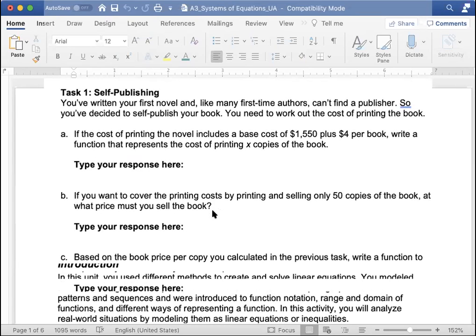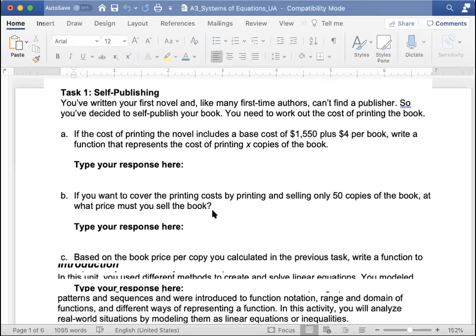Okay, so the first task, Task 1, is self-publishing. You've written your first novel, and like many first-time authors, you can't find a publisher, so you want to self-publish your book. You need to work out the cost of printing the book. If the cost of printing the novel includes a base cost of $15.50 plus $4 per book, write a function that represents the cost of printing X copies of the book.